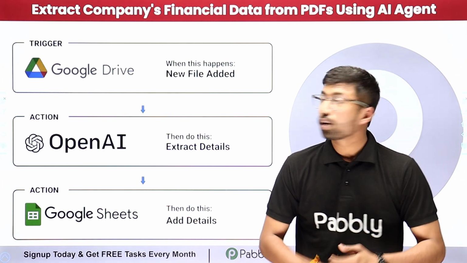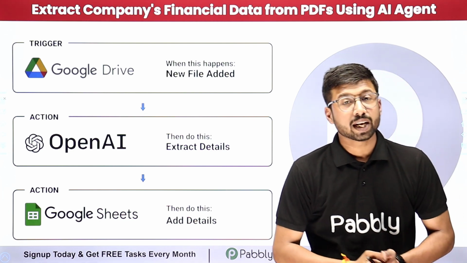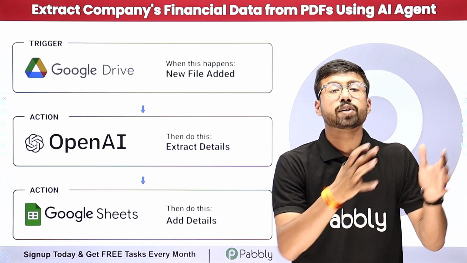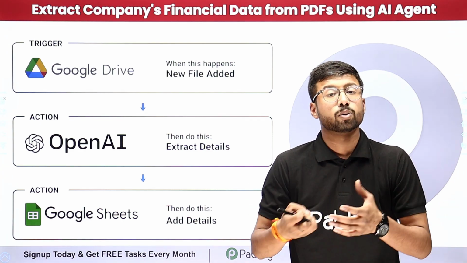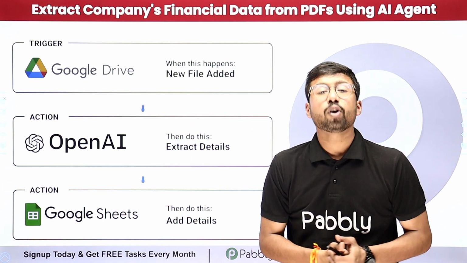So in this video, we are going to learn how to extract companies' financial data from PDFs using an AI agent. So let's say on a regular basis, you keep on dealing with company financial documents like PDF files, and you want to get some details from the document and add it into some platform like Google Spreadsheet to create a record over there.